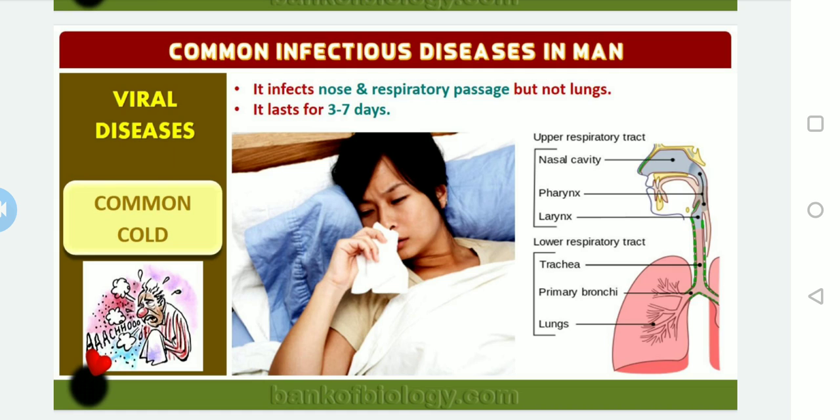If anybody is suffering from the common cold, it affects the nose and respiratory passage, but not the lungs. Remember, it lasts for 3 to 7 days, even if we don't take any type of medicine. Are you getting it?